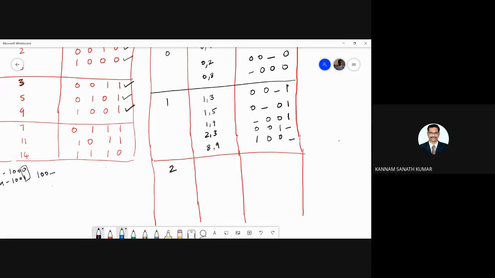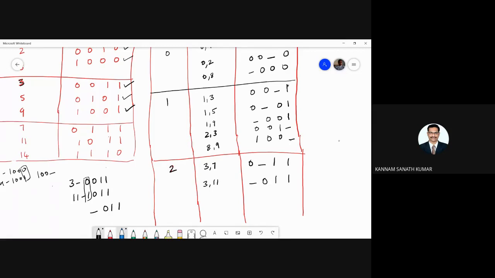So see here, 3 comma 7. What you got? 3 comma 7 is 0 dash 1 1. And next 3 comma 11. 3 is 0 0 1 1 and 11 is 1 0 1 1. So it differs by 1 bit. So you can write dash 0 1 1. That means dash 0 1 1.